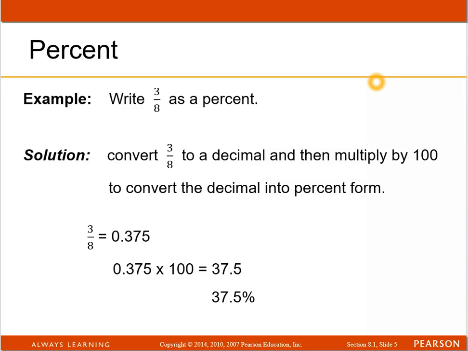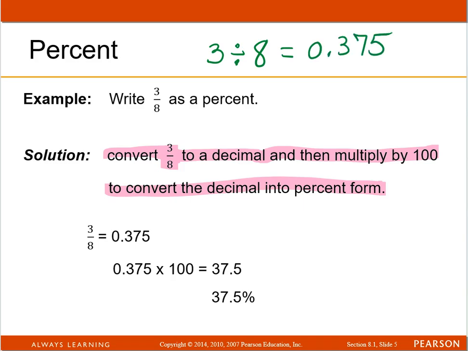Now, what if you're given a fraction? Well, if you're given a fraction, the easiest way is to change it from fraction form to decimal form. So we're going to do that first. Convert the 3/8 to a decimal and then multiply by 100 to convert the decimal into percent form. On your calculator, I would simply take the numerator, which is 3, and divide it by the denominator, which is 8, and then hit your equal button or your enter button, whatever kind of calculator you're using.